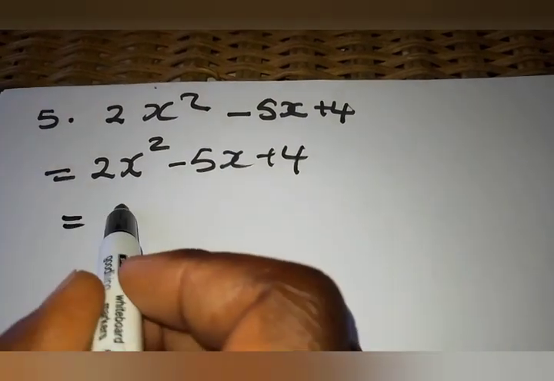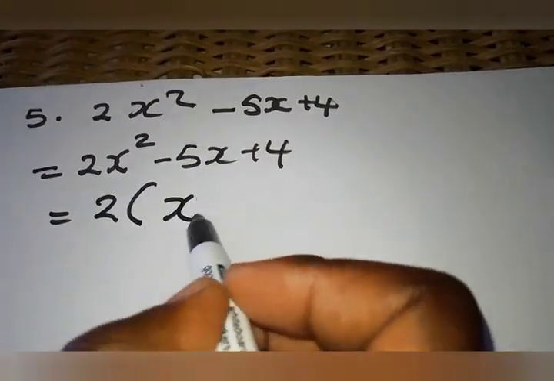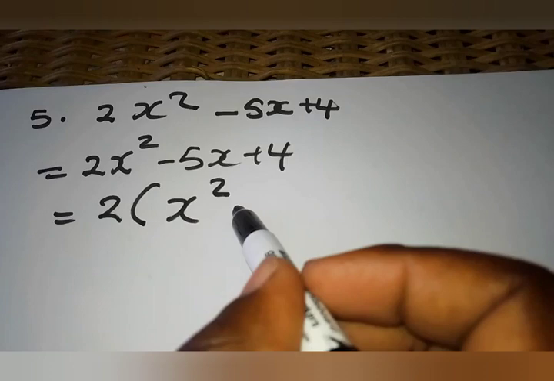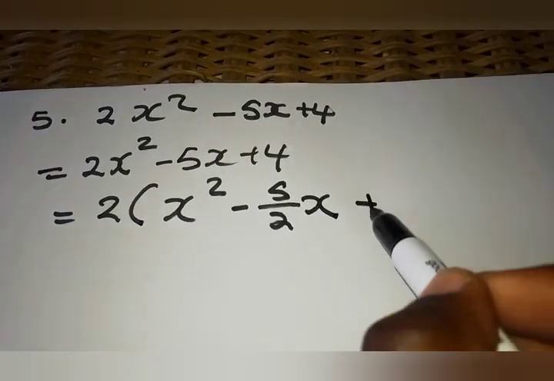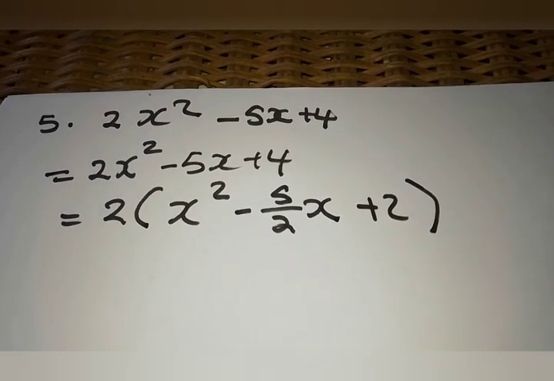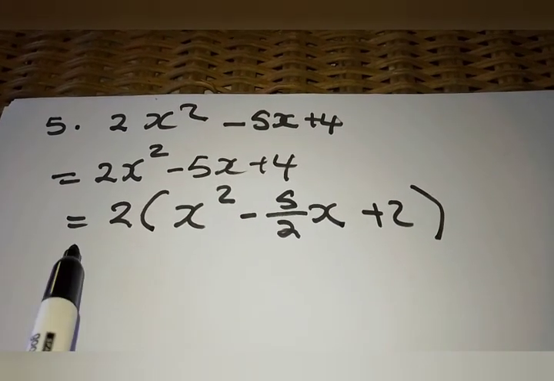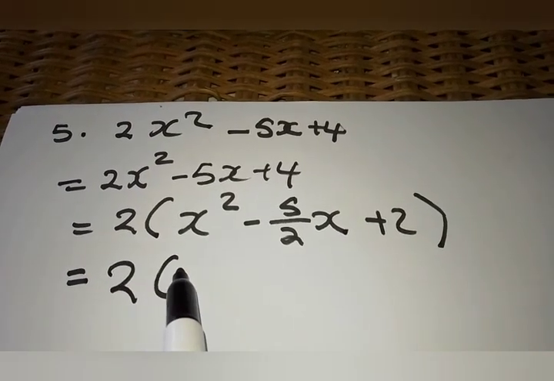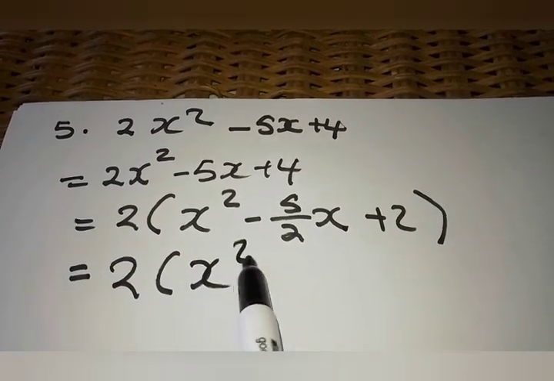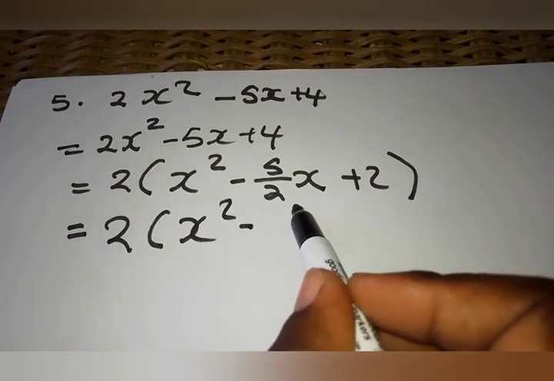We do as we did in the previous one. We take 2 outside and we divide everything by 2. So minus 5 over 2x plus 2 divided by 2. Remember that. So we write the 2 outside. As we know, we put x squared minus 5 over 2x.